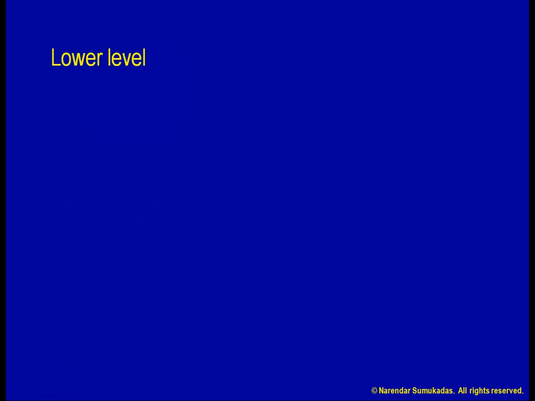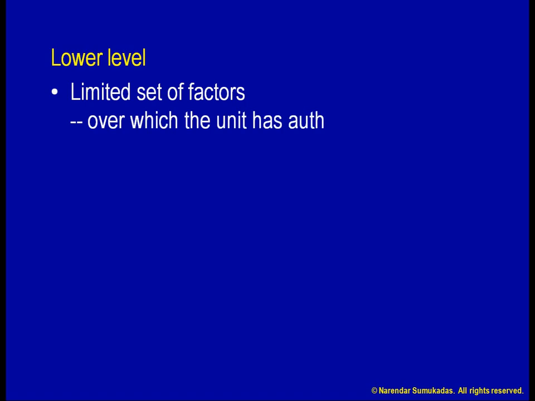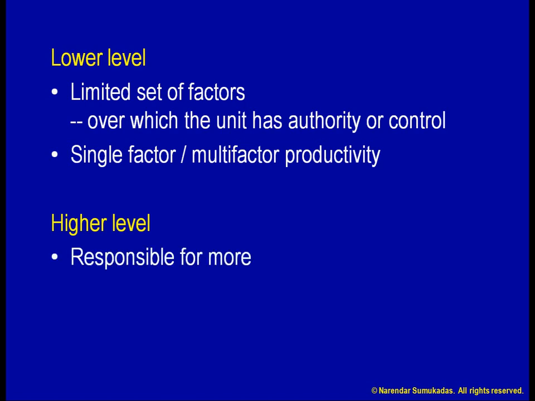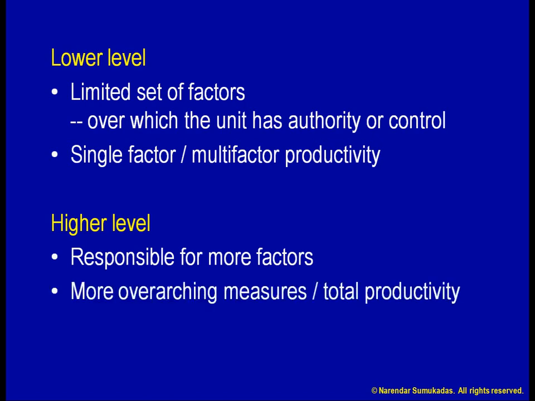Typically, the lower the level of the unit that you're trying to assess in an organization, the more limited the set of factors over which that unit has authority. So in that case, you want to measure productivity only with regard to those inputs over which the unit has control. And you're talking about maybe single factor productivity measures and multi-factor productivity measures to the extent they make sense. But as you travel higher in the organization, and the larger the unit you are assessing, the unit now has responsibility for a larger set of factors. You need more overarching measures, such as multi-factor productivity measures or total productivity measures.